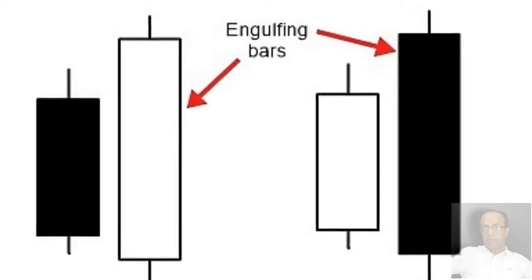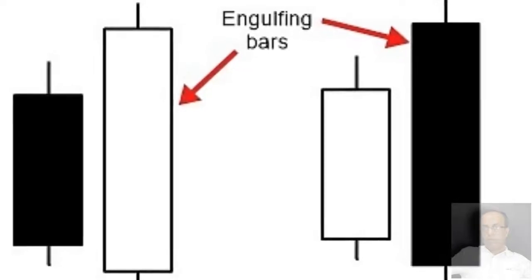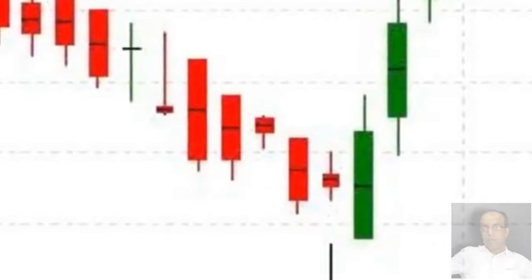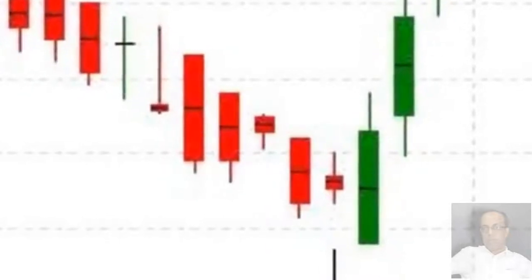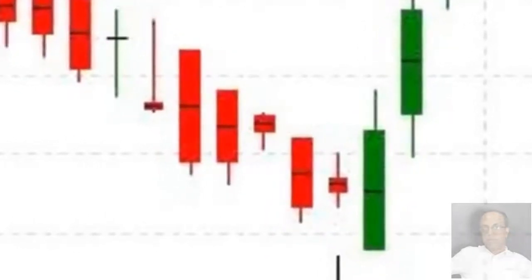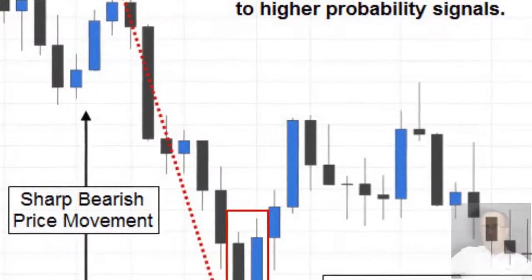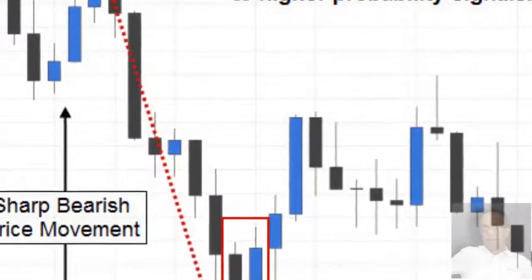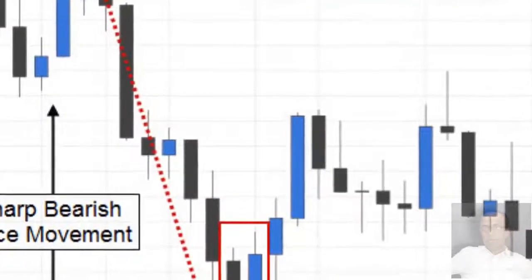An engulfing pattern is a two-candle pattern. A bullish engulfing pattern is formed when, during a downtrend, a white real body wraps around a black real body. A bearish engulfing pattern is completed when, during a rally, a black real body envelops a white real body.